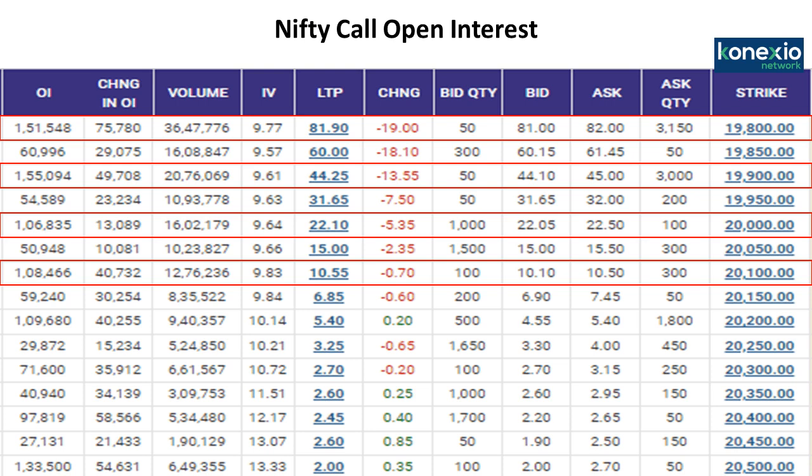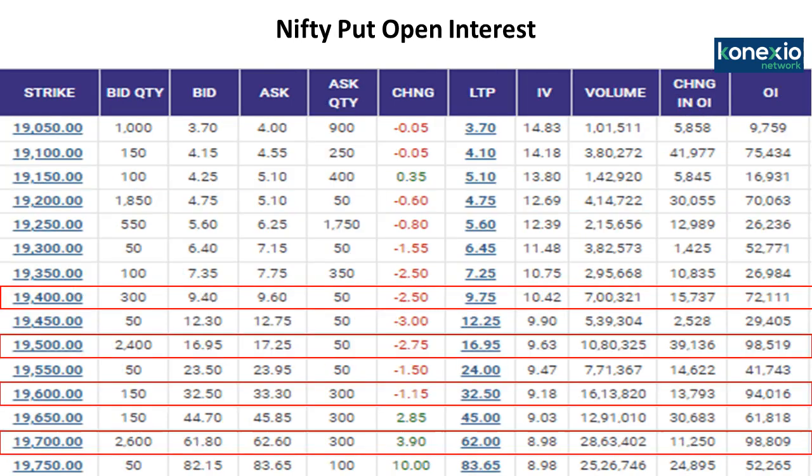But yes, Nifty needs to close above 19,800 for this extension of the rally. So friends, now let us discuss the Nifty put data. You will see on the screen. In Nifty put, the action was seen in 19,700 puts, 19,600, 19,500, and 19,400 puts.